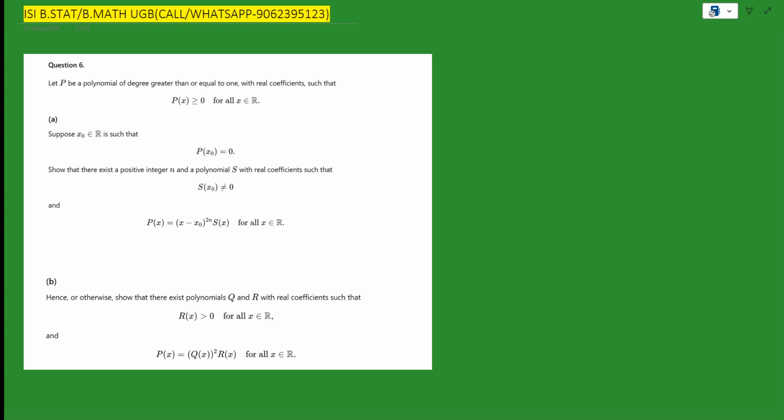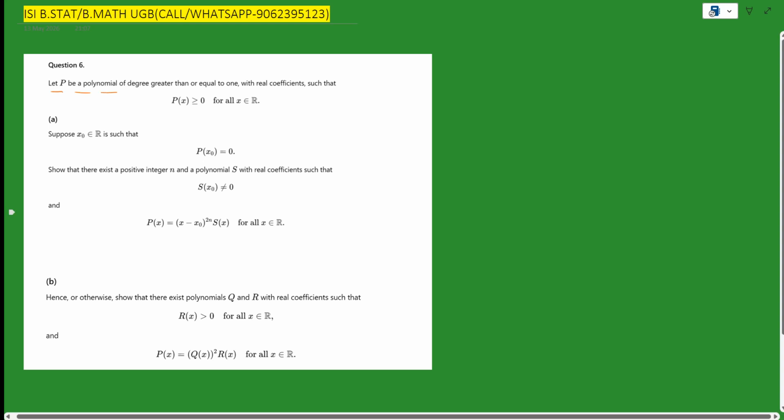A polynomial that is always non negative cannot cross the x axis casually. Either it stays above or it touches and bounces back like a disciplined child. So today we will decode this entire philosophy. So first, let's read the question.